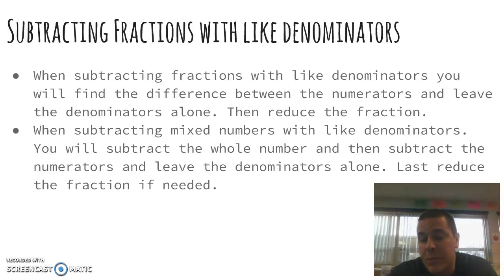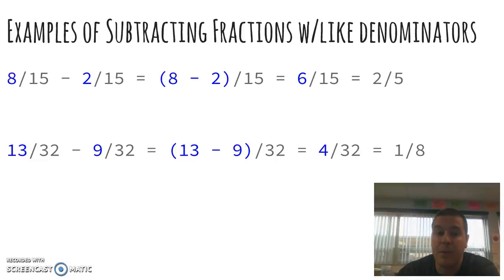Now, subtracting fractions with like denominators, no different than when you're adding them. You're going to focus on the numerators by subtracting the two, finding the difference between the two. Remember that you read left to right when you're subtracting, so it's the first number minus the second number. Then you're going to reduce the fraction. Same way with the mixed numbers as you did with the addition. You focus on the whole numbers first, so you'll subtract the 2. Then you focus on the numerators by subtracting them, and then you reduce.